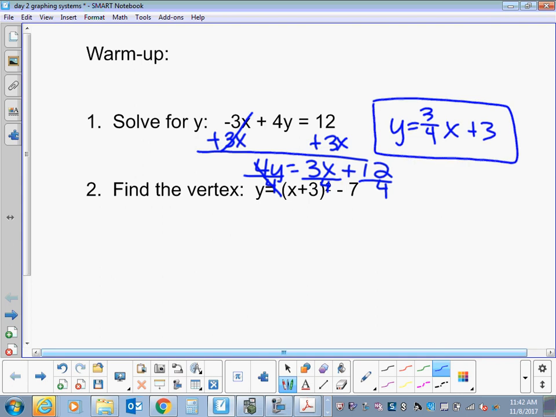If you have trouble solving for y, you need to come to either Stinger or after school, because a lot of this unit is solving for y. You did it a lot in Algebra 1, but you absolutely have to know how to do it in Algebra 2.